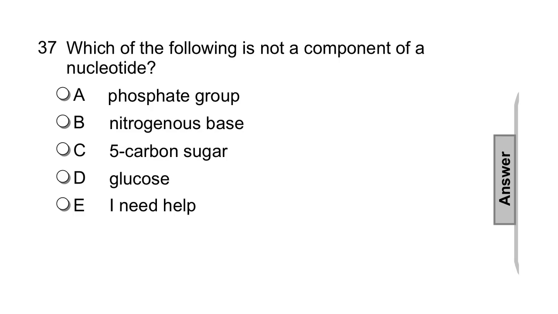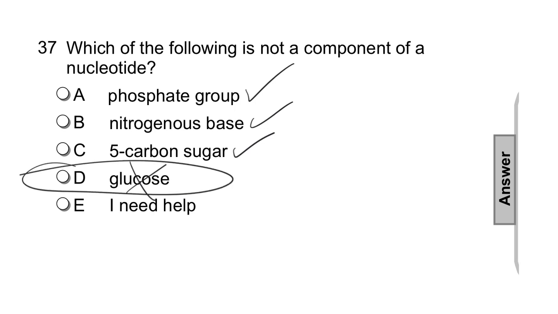Okay, so we already did this one, but it's asked in a different way. A component consists of a phosphate group, a nitrogen base, and ribose or deoxyribose, which happens to be a 5-carbon monosaccharide, but not glucose. So it's letter D. It's not a component of a nucleotide.